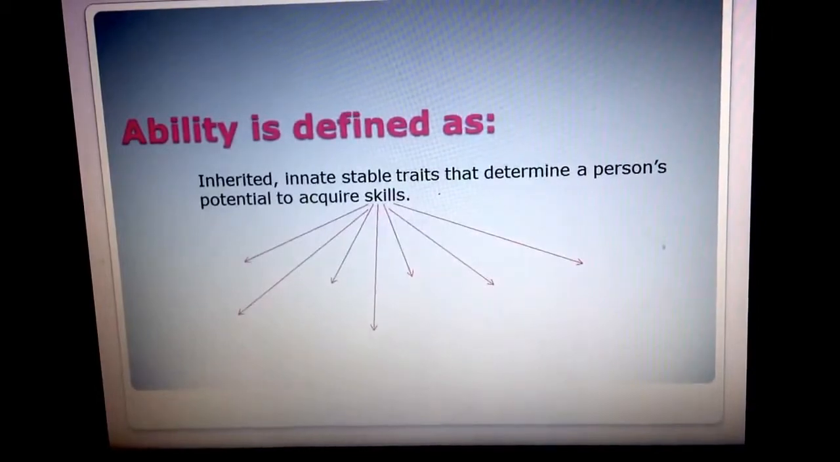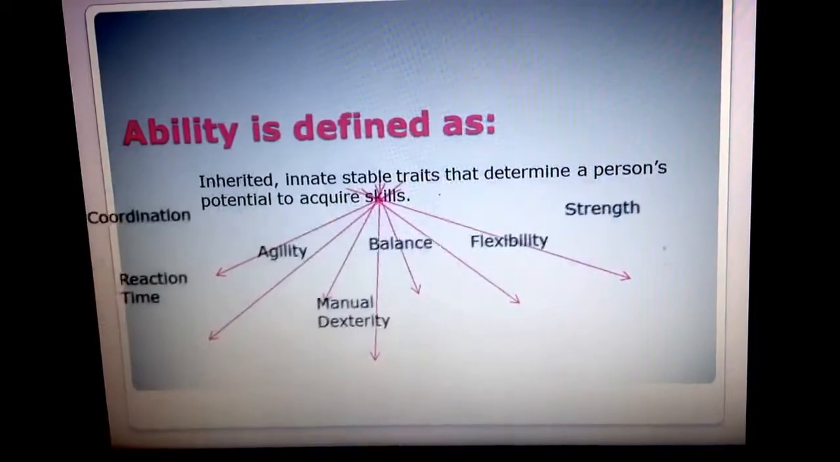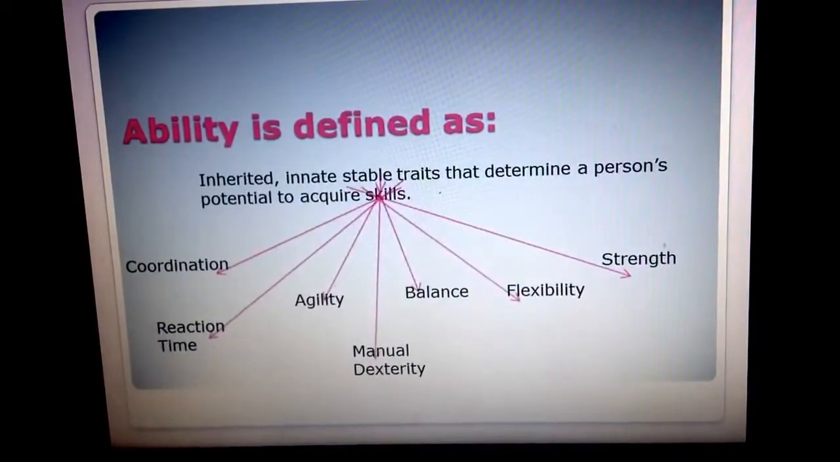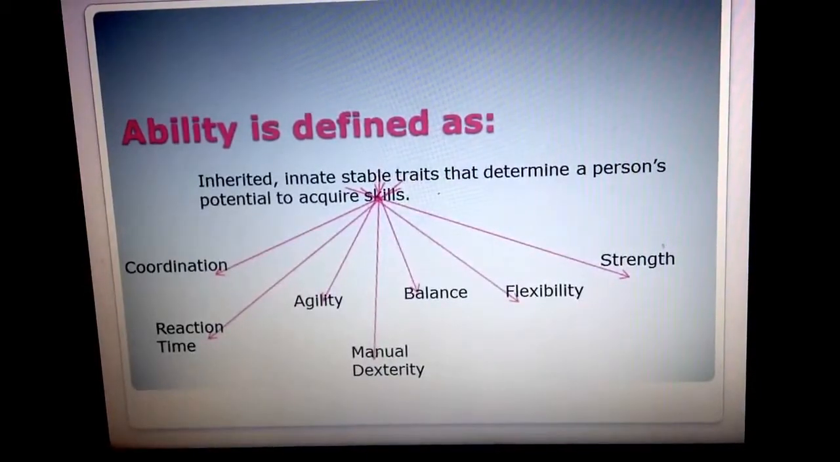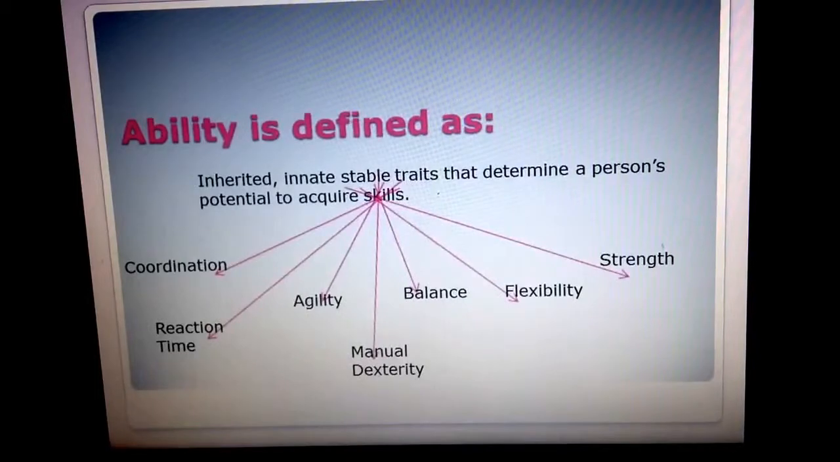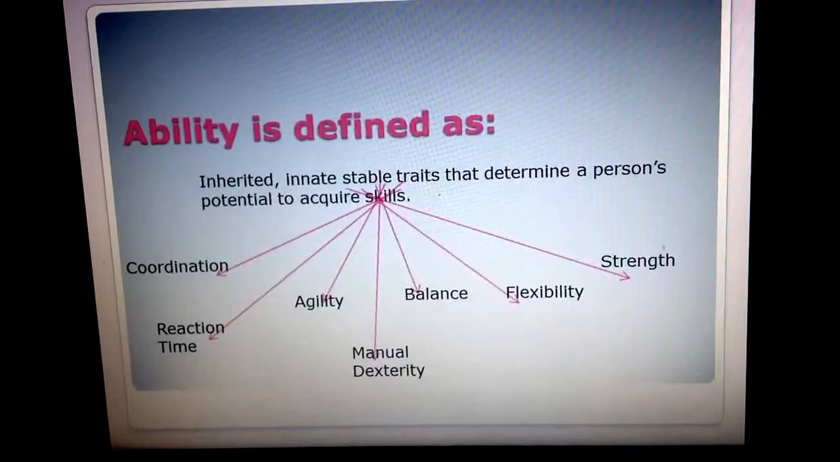So there are a number of abilities that we can inherit from our parents, and having these will allow us, or we have a better potential, to acquire skills more quickly and more easily, and they are down there. So coordination, reaction time, agility, manual dexterity. Now if you don't know what that is, that's using your fingers. So a darts player would have good manual dexterity, so small movements or delicate things with your fingers. Balance, flexibility and strength. So those are our different traits that we could inherit or have naturally from our parents.